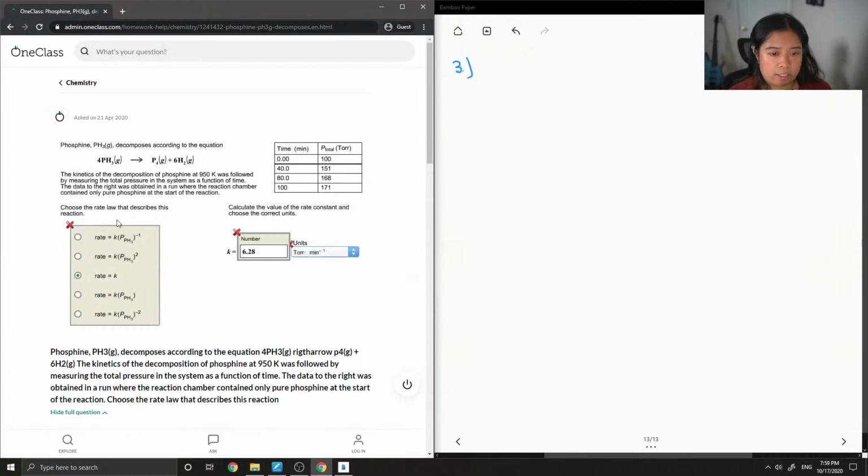Phosphine, PH3 gas, decomposes according to the equation. The kinetics of the decomposition of phosphine at 950 K was followed by measuring the total pressure in the system as a function of time. The data to the right was obtained in a run where the reaction chamber contained only pure phosphine at the start of the reaction. So choose the rate law that describes this reaction, and then calculate the value of the rate constant and choose the correct units. Okay, so let's write down the reaction of the phosphine.